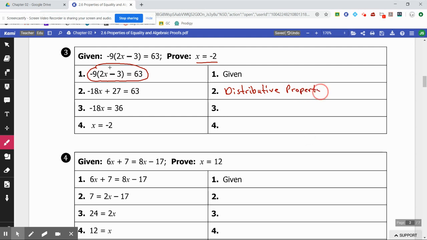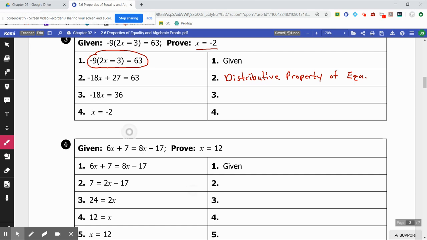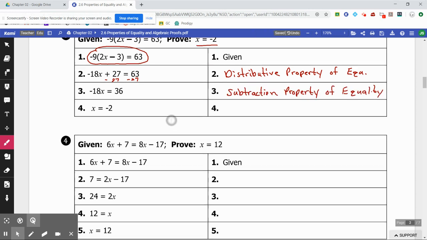And you can put the property of equality if you'd like. And then let's see, what are we going to do now? We're going to move my 27 over by subtracting 27 from both sides. So that would be the subtraction property of equality. And that leaves you with negative 18x equals 36.